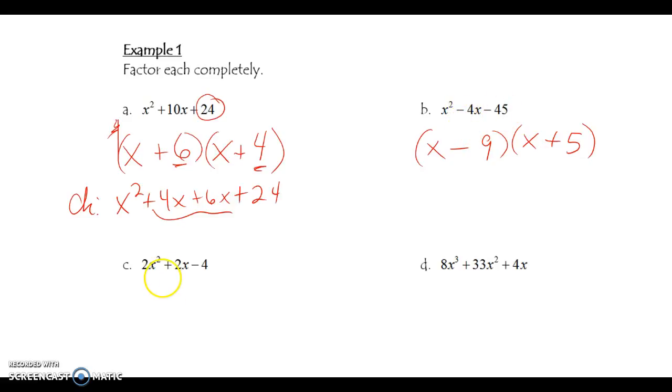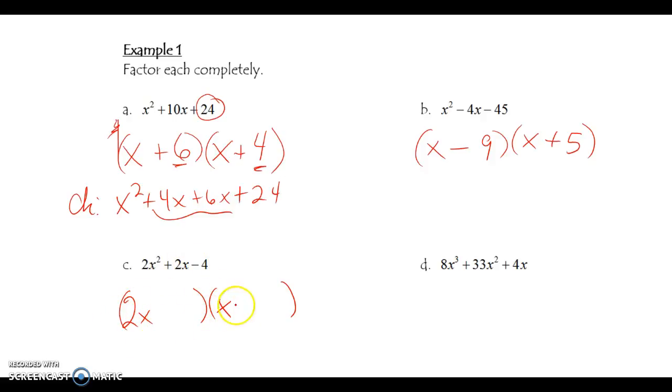All right, so let's go to C. So for C, we have a coefficient of x squared. But since it is a prime number, the only factors of 2 are 2 and 1. That means it has to be 2x and x. That's the only way we're going to multiply those two and get 2x squared. And when I say the only way, I mean if we used integer values, integer coefficients.